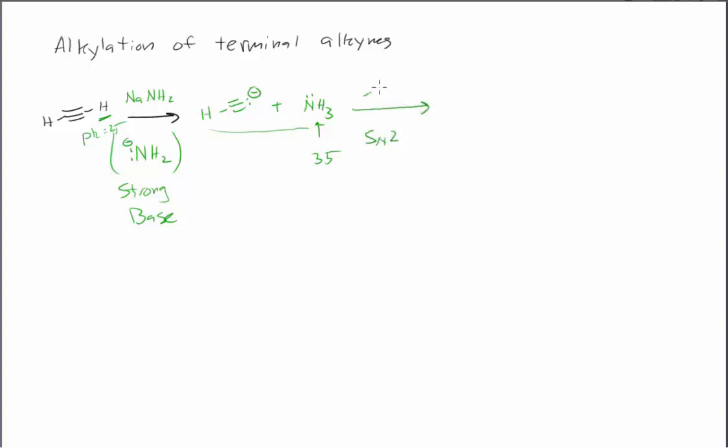This is a nucleophile, and if I use a good electrophile, which we know is typically a primary halide or some other primary alkyl group with a good leaving group, I can do an SN2 reaction and end up with 3 more carbons on my alkyne. So it's important that we don't miss carbons. There's one, there's a carbon, and right here are the 3 carbons I just added.